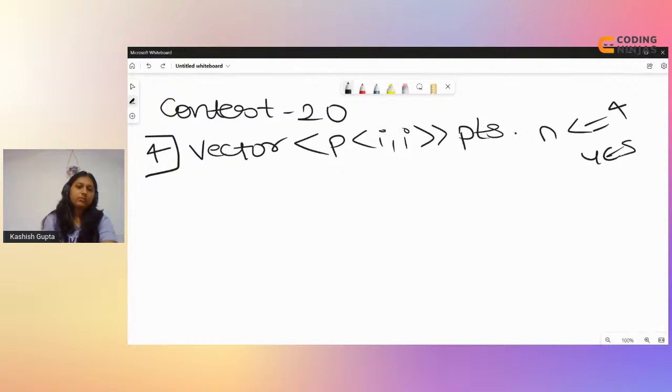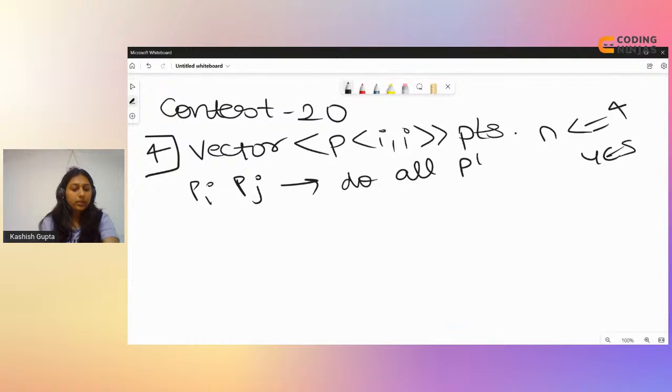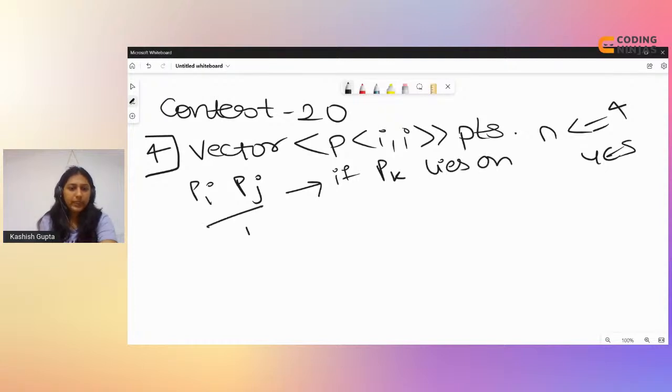We'll take a point one and a point two. Let's make it more generic. We'll take a point i, we'll take a point j, and then we'll check do all points... no, we'll not do all points. Basically, if p k lies on the line with slope m, then it's fine.